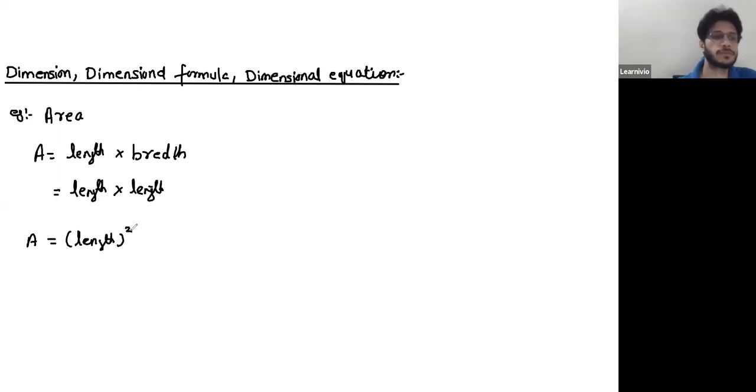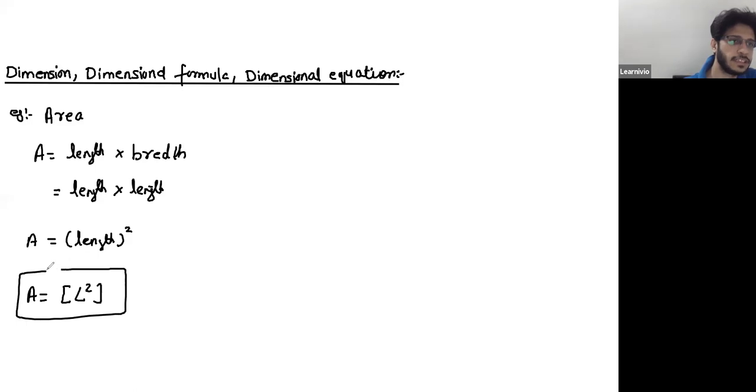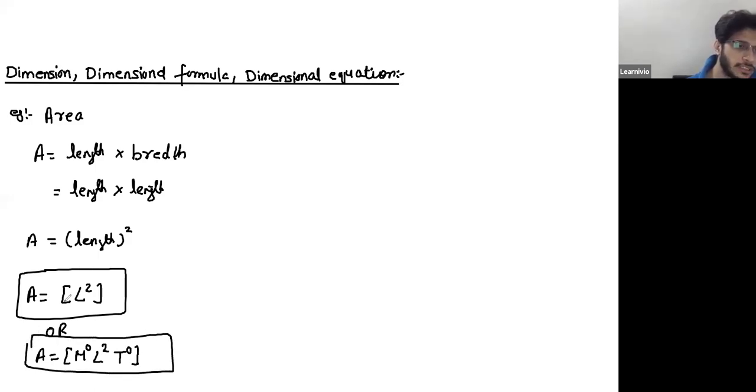So area is simply length square. You can say that A is L square. You can even write this area as, see, area does not depend upon mass. It's independent of mass, so I can easily write this as M to the power zero, L square. It's independent of time, so you can write this as T to the power zero. These are two notations in which you can write dimensions of any quantity. L is length. M stands for mass.